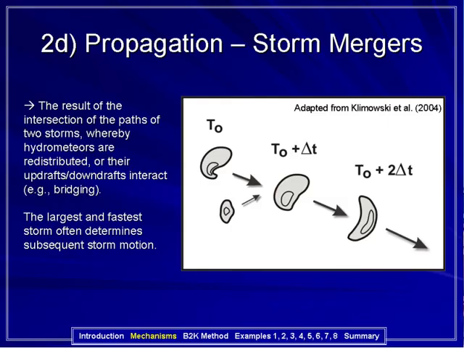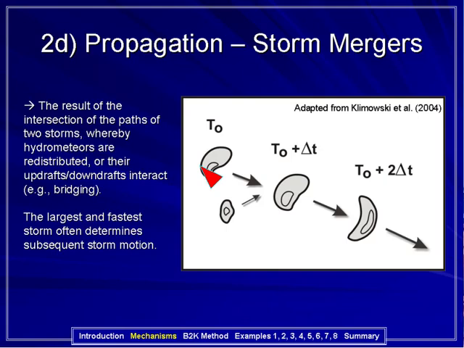Yet another kind of propagation is that due to storm mergers. Now, this is what I call a pure or pristine example. We're just looking at two individual storms. Of course, we saw several mergers in the previous examples, but they were more in the form of feeder cells. But here we're looking at two storms.